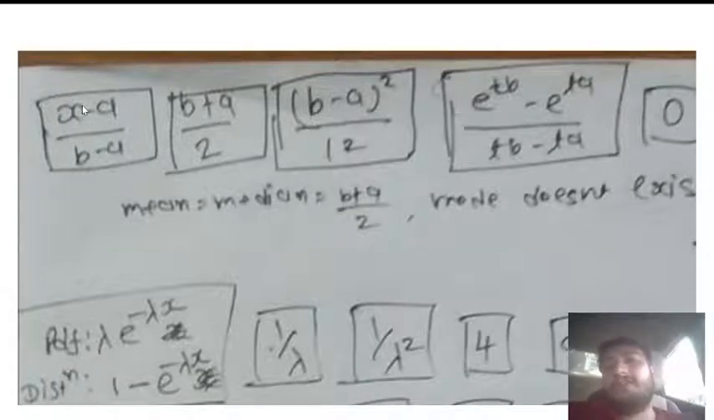So I am just introducing you to the probability distribution. Probability distribution functions include the discrete probability distribution function, the continuous probability distribution function, and the sampling distribution function. I am just covering probability distribution functions, continuous and discrete only.